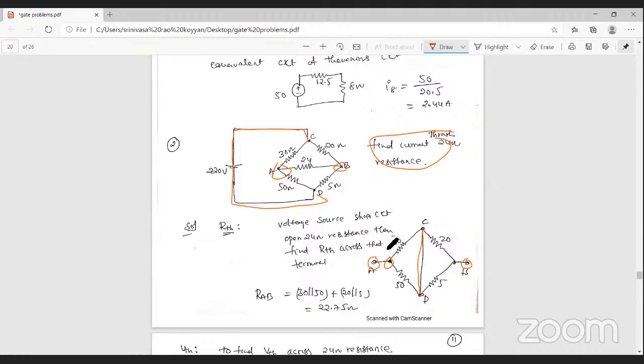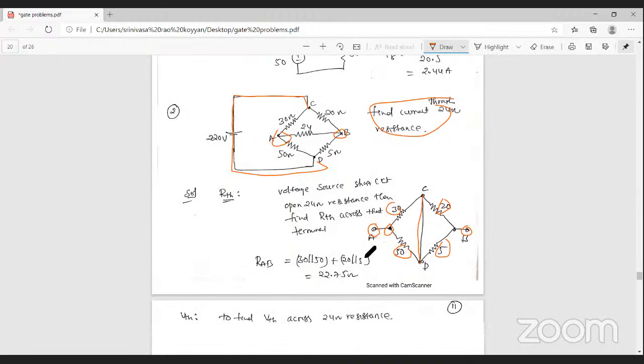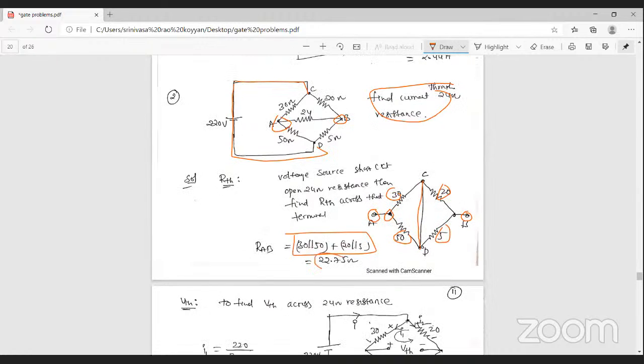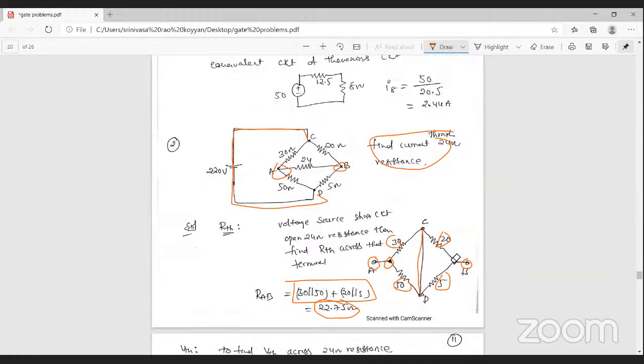First look at this 30 ohm and 50 ohm, how are these two connected? This 20 and this 5 are connected in parallel. Finally, the result is a series combination. That is the Thevenin's resistance. Do you understand the Thevenin's resistance?